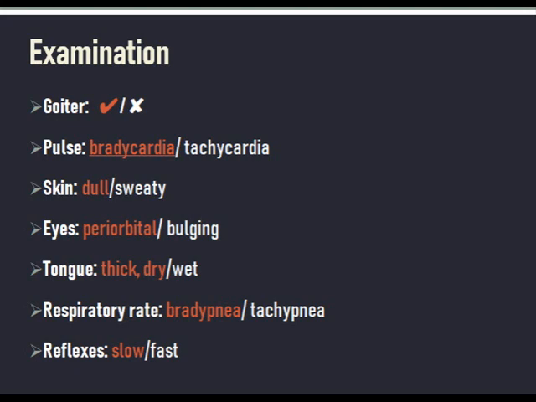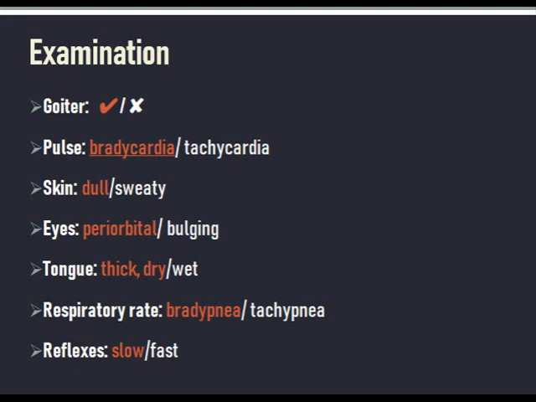During physical examination, the patient should be palpated to check for the presence of goiter. He or she can be asked to swallow while placing a hand in front of the trachea. Pulse rate is reduced below 60 beats per minute, which reveals bradycardia.